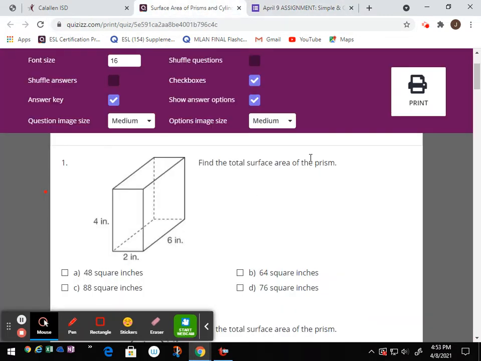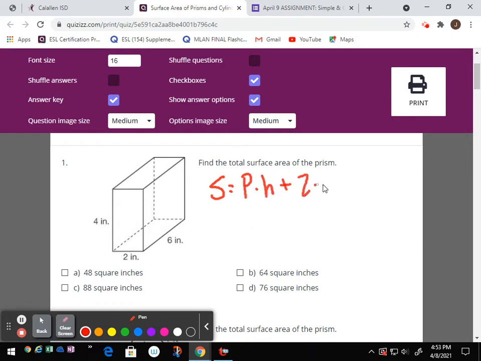So, we're going to find the total surface area of this prism. So we have S is equal to big P times H plus 2 times big B. All right, so we need to find our perimeter of our base, the area of our base, and the height of the 3D shape, okay? So the first step is to find our numbers for our letters, plug them in, and then we'll plug it into the calculator, and then we'll have our answer.